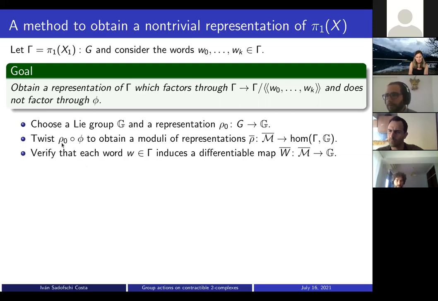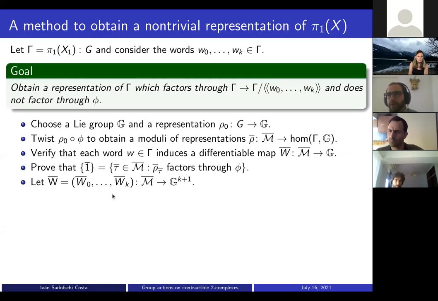So if we have this, then with some luck, we can prove that there is just one point on M bar such that the corresponding representation factors through phi. Recall that we do not want this to happen, but if there is a unique point with that property, we can control that.